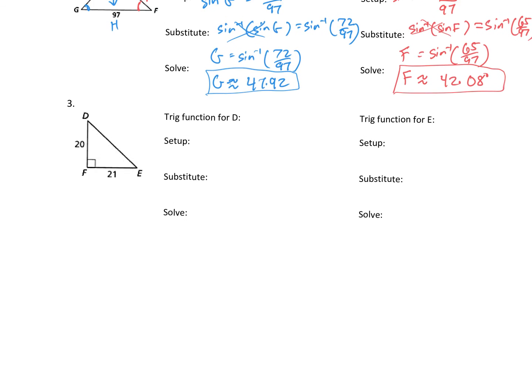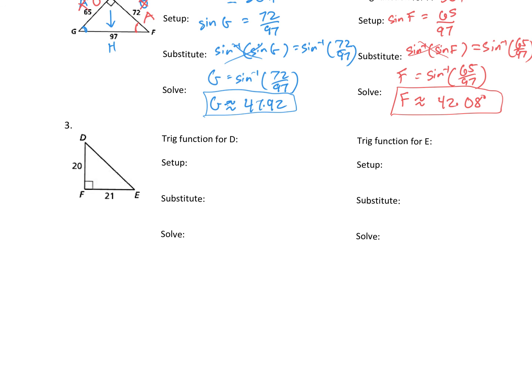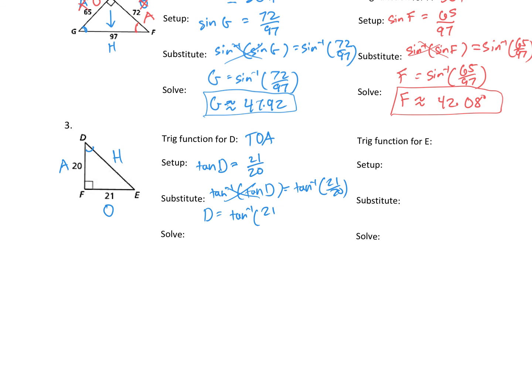One last example here. So let's try a trig function for D. So D is here. This is the opposite. This is my adjacent then, and this is my hypotenuse. So D, I have my opposite and adjacent. So I'm going to be using TOA, or tangent. So tangent of D should equal 21 over 20. So if I do the inverse tangent of D, should equal the inverse tangent of 21 over 20. This cancels out. D equals the inverse tangent of 21 over 20.